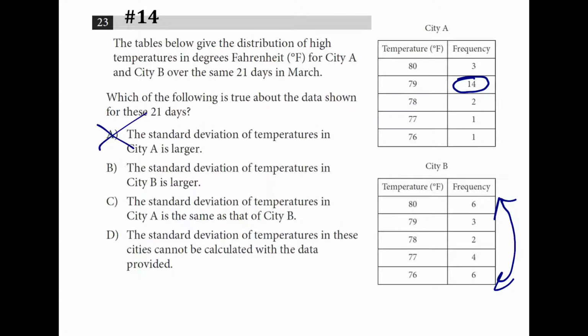So A is wrong. C, a similar idea that the standard deviation is the same. That's also wrong for the same reason. And can it be calculated with this data? Well, yeah, it can. So in fact, B, the standard deviation of temperatures in City B, is larger.